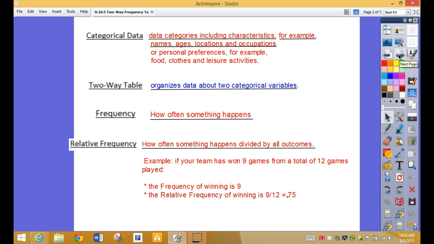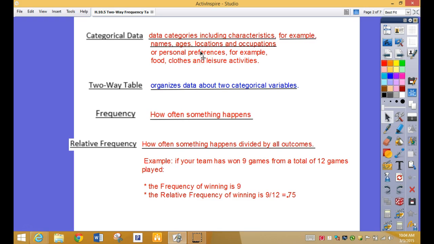All right, so you've already had the vocabulary brought up. You're going to want to pause it if you're watching it online so you can write these down. The underlined things for sure written down. Categorical data, that's categories including things that have characteristics. For example, names, ages, locations, occupations, personal preferences, for example, food, clothes, leisure activities, colors. A two-way table organizes data about two categorical variables. So something about talking about the categories up here.